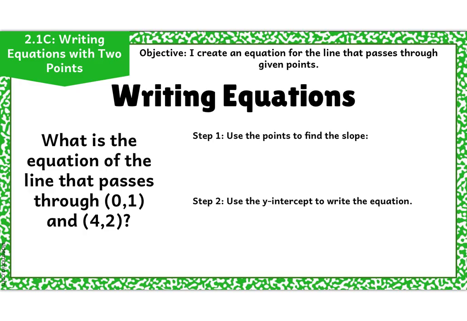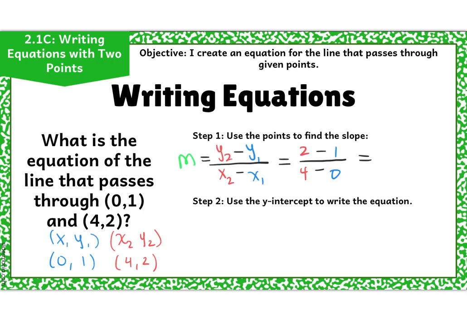In order to ensure that I use my formula correctly, I always want to take my points and label them to know which one is x1, y1, and which one is x2, y2. After I label my points, I just want to ensure I put them into my formula correctly. Once I've put them into my formula, I just want to go ahead and simplify top with top, bottom with bottom. So 2 minus 1 gives me 1, and 4 minus 0 gives me 4. So this means that my slope is equal to 1 over 4.